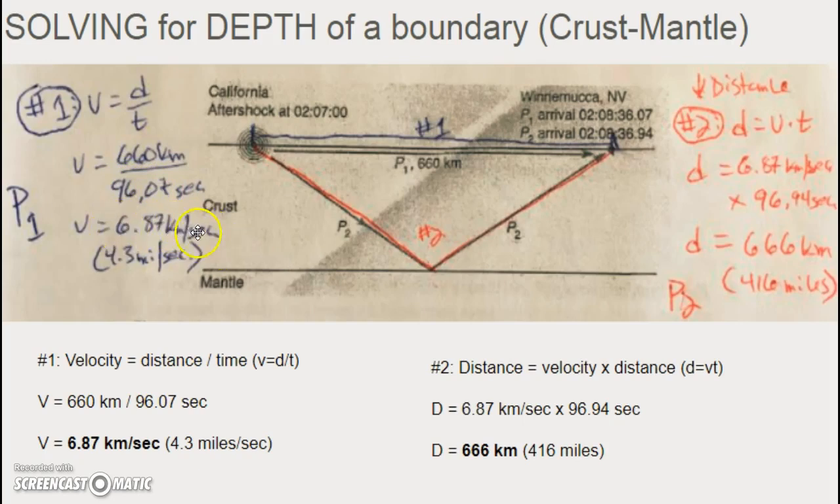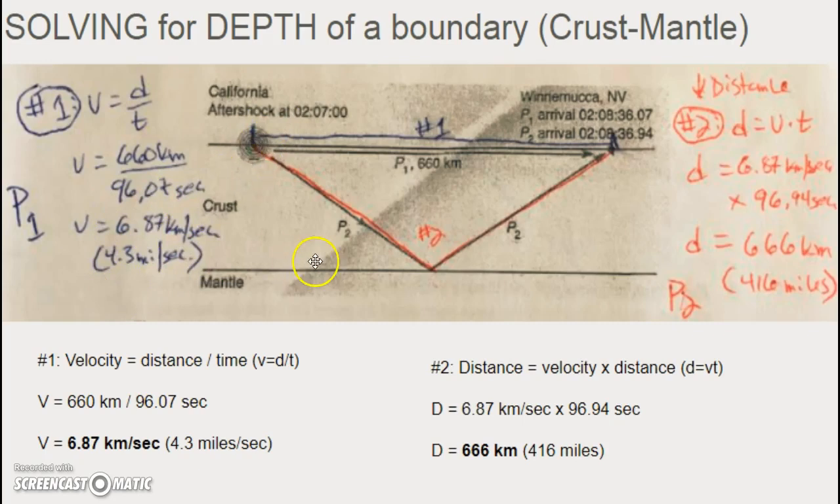That's a really fast-moving primary wave, but that's what happens, right? And I can convert this into miles per second simply by dividing it by my conversion of 1.6 kilometers equals 1 mile. So I could take 6.87 divided by 1.6 and get 4.3 miles per second. You will need to know how to do both of those.